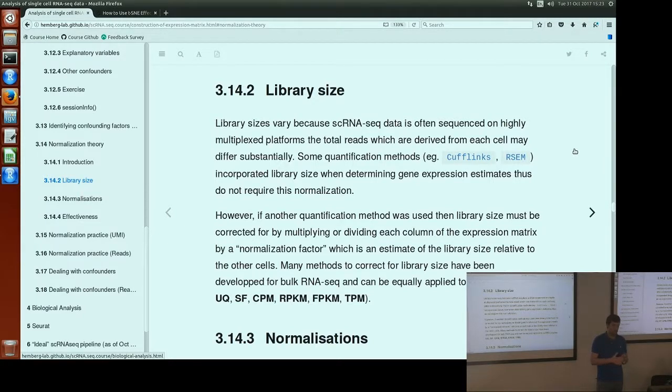Many methods to correct for library size have been developed for bulk RNA-seq, and with some caveats, the similar ideas and even some of the same methods can be applied to single-cell RNA-seq data. So we can talk about upper quartile, size factor approaches, counts per million, RPKM, FPKM, TPM, transcripts per million. All of these are various approaches to trying to get expression values from different cells on the same scale to make them comparable to each other.